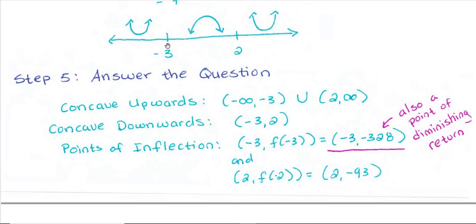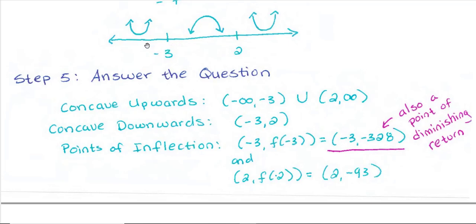We went from up to down at negative 3. So we have a point of inflection at negative 3, comma, the original function evaluated at negative 3, which when you plug negative 3 into the original function, you get negative 328. And we switched from concave downwards to concave upwards at 2. So the ordered pair 2, comma, the original function evaluated at 2, which is negative 93, is a point of inflection. So we have 2 points of inflection, negative 3, comma, negative 328, and 2, comma, negative 93.